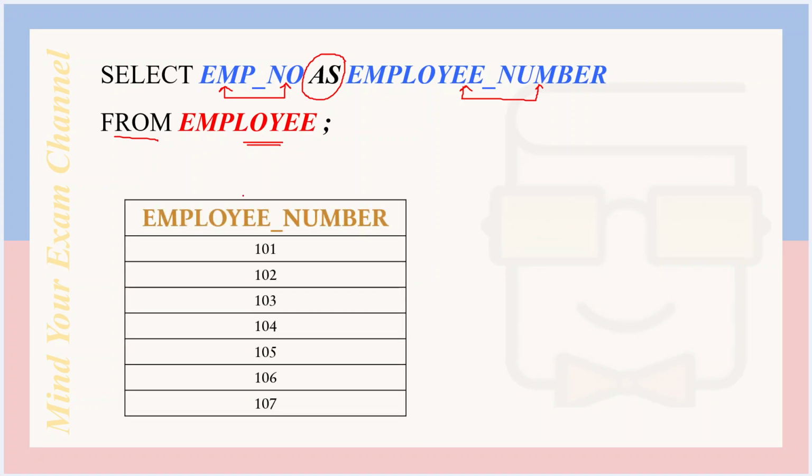So this will be the output. Since we have selected only one attribute, only one column will be displayed here, and the name of that column will be the same that is written after the as clause.